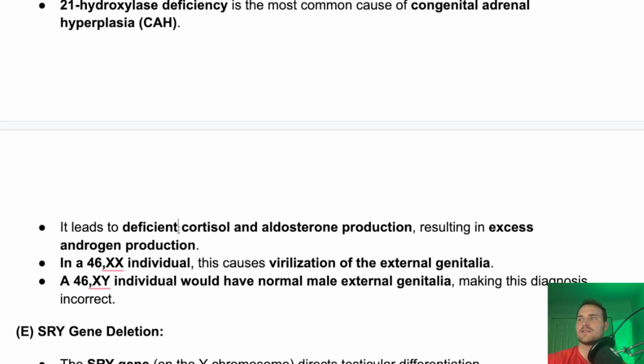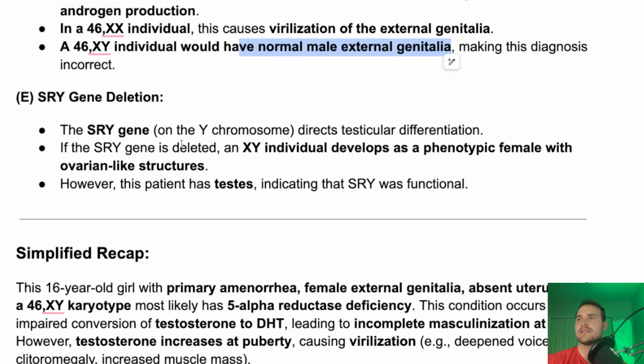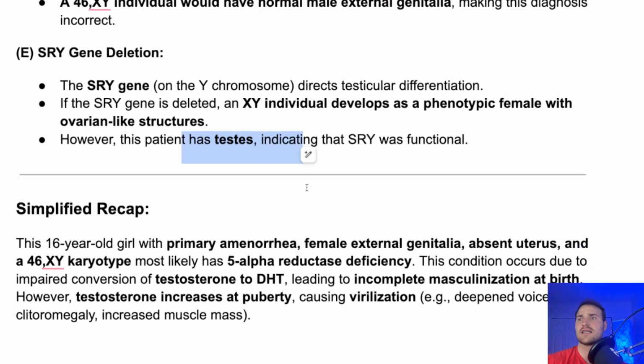21 hydroxylase. This one leads to deficient cortisol and aldosterone production, and it results in excess androgen production. And so you're going to have virilization of the external genitalia if you're XX, and if you're XY, you'd have normal male genitalia. And that is not the case here. SRY gene deletion. If you have an SRY gene deletion, then all of that cascade goes away, but you have testes, so that's not the case.